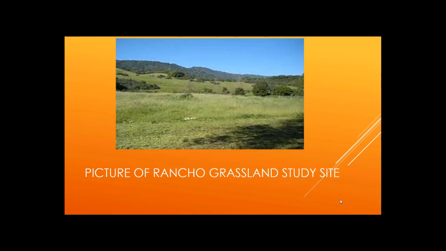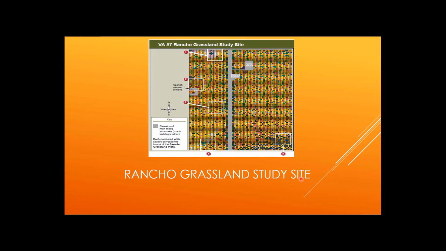This is the Rancho Grassland Study Site. The name of the plot that we're looking at is the Rancho Grassland Study Site. Let's go ahead and highlight that with my laser pointer. And here's the demographic of it. You can again write down Rancho Grassland Study Site. And we're going to be looking at these 5 plots that are on this study site.